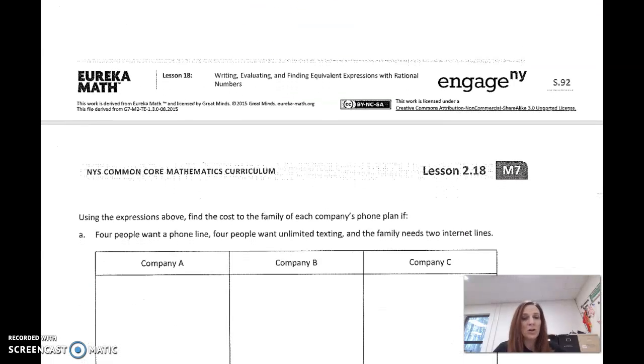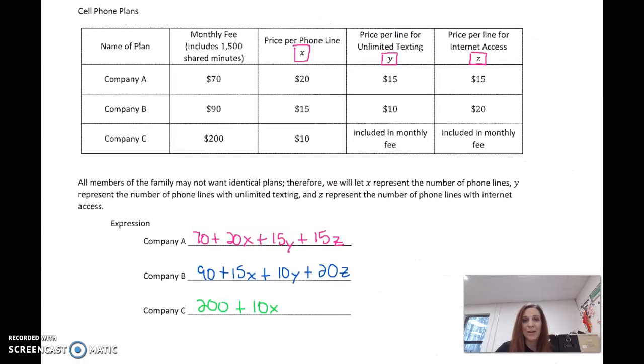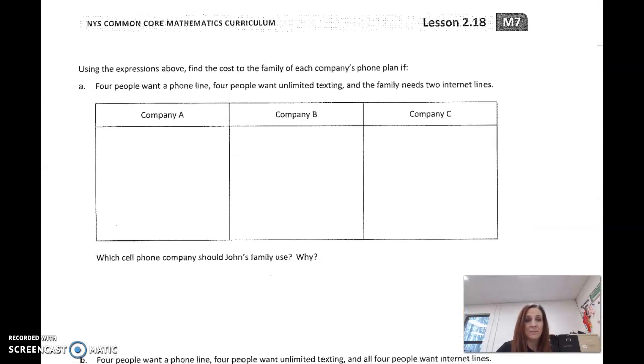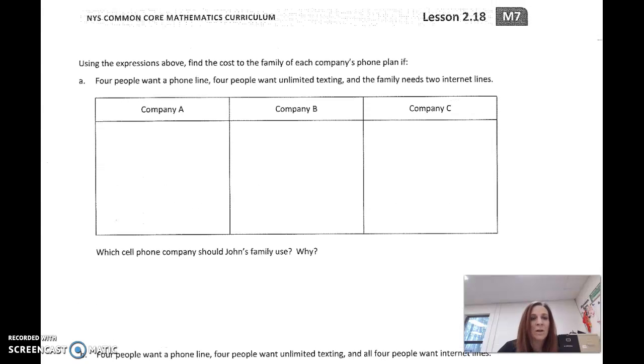Okay, so for the first one here, let's say 4 people want a phone line, 4 people want unlimited text, and the family needs 2 internet access lines. So remember, X is phone line, Y is text, Z is internet access. So I'm going to say 4 people on a phone line, that's X. Phone lines were X, so X equals 4. 4 people want unlimited texting, so that was Y. And 2 people in the family need internet, and that was represented by Z.